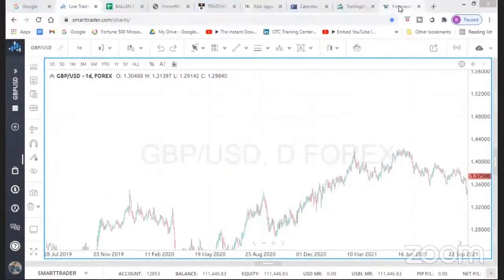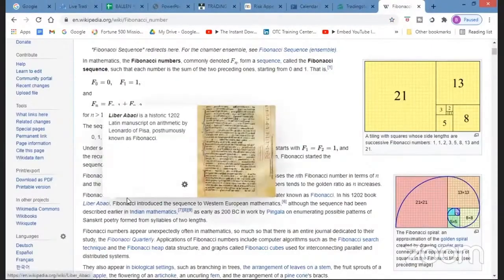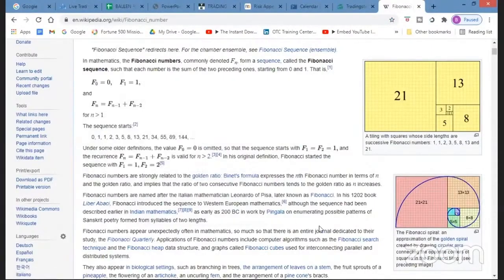Let's talk about the Fibonacci sequence. You can Google it, right? Fibonacci numbers are named after the Italian mathematician Leonardo of Pisa, later known as Fibonacci. In his 1202 book, Liber Abaci, Fibonacci introduced the sequence to Western European mathematics, although the sequence had been described earlier in Indian mathematics, as early as 200 BC, in work by Pingala on enumerating possible patterns of Sanskrit poetry from syllables of two lengths.